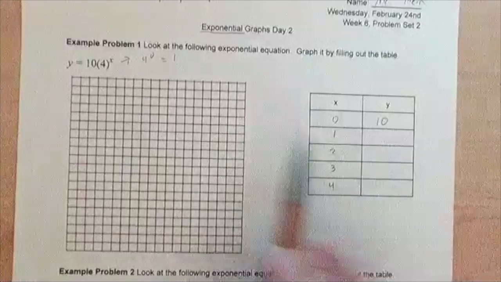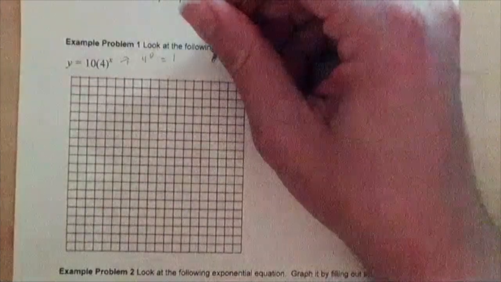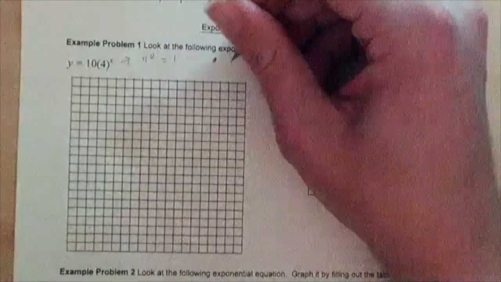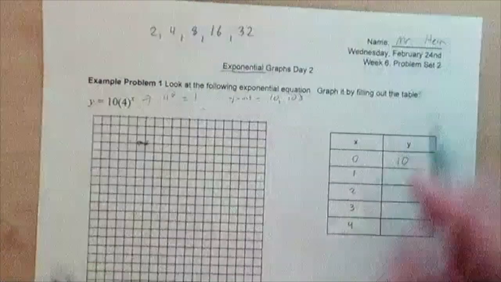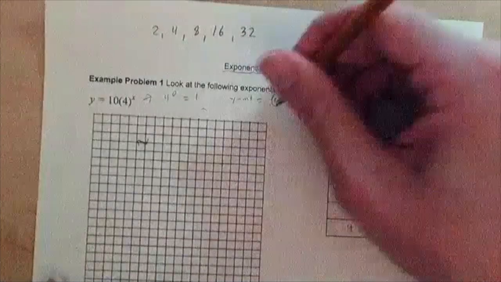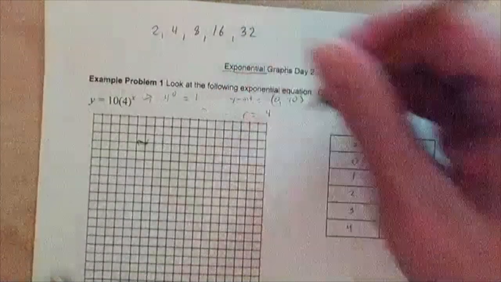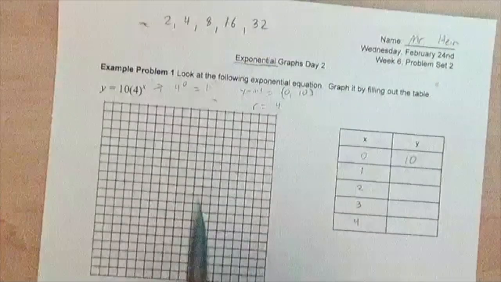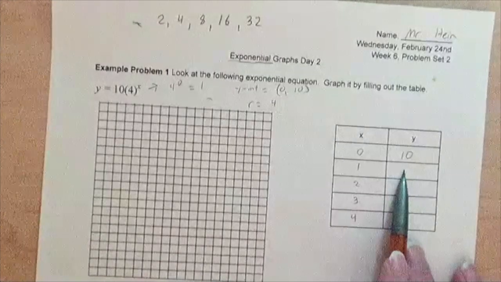After that, this is the common ratio. So again, it's not the x-intercept here, it's 10. Sorry, the y-intercept. So the y-intercept is (0, 10). I know that looks like 10, 10. And the common ratio here is 4. So all this number tells us is that from this, we're going to multiply by 4.